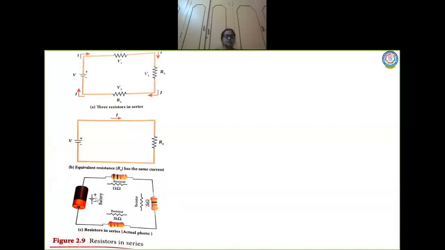Now this is the positive terminal of the battery, this is the negative terminal. Actually, this is the photo, the actual picture, but every time you can't keep on drawing like this. So this is how you draw the symbol for a resistor. Okay, so this is how you draw the diagram. Hope you understood the diagram now, right? Okay, so when these type of resistors are connected in series, what will be the effective resistance?